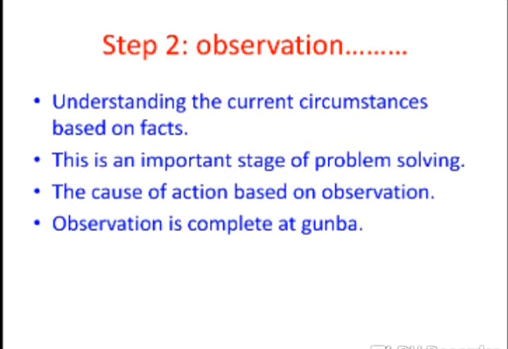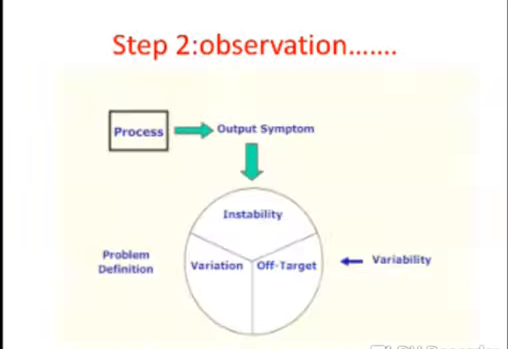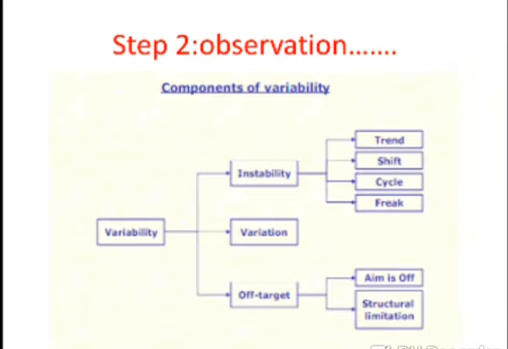Observation is complete at Genba. Here we can see that the output symptoms are observed by variability in terms of instability, variation, and off-target. The components of variability are instability, variation, and off-target. The instability includes trends, shift, cycle, and freak. The off-target includes aim and structural limitation.